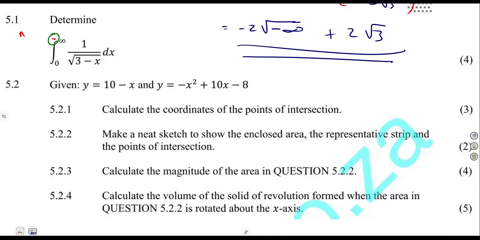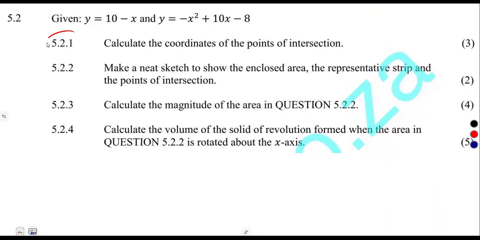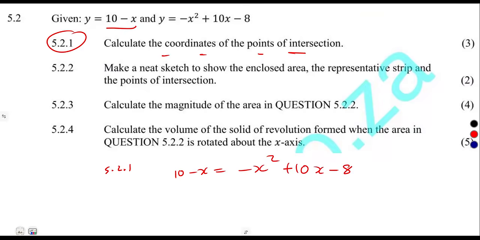We are given this, and from these two equations, 5.2.1, calculate the coordinates of the points of intersection when the two graphs are equal. Simply equate them. So 10 minus x and this one, equate them together. So that's 10 minus x is equal to minus x squared plus 10x minus 8. So let's solve for x.